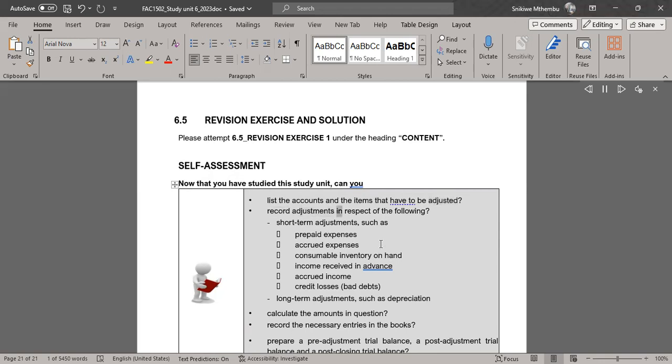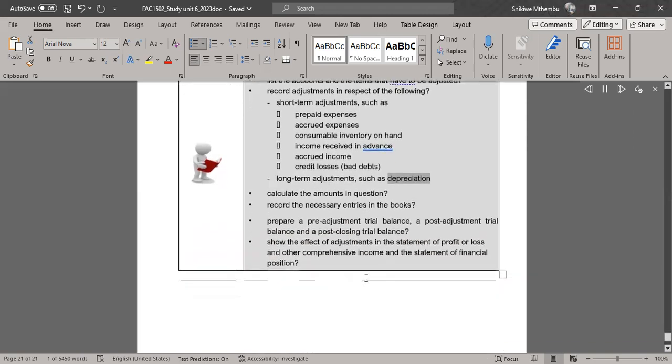Record adjustments in respect of the following: short-term adjustments such as prepaid expenses, accrued expenses, consumable inventory on hand, income received in advance, accrued income to be adjusted, credit losses, bad debts; long-term adjustments such as depreciation.